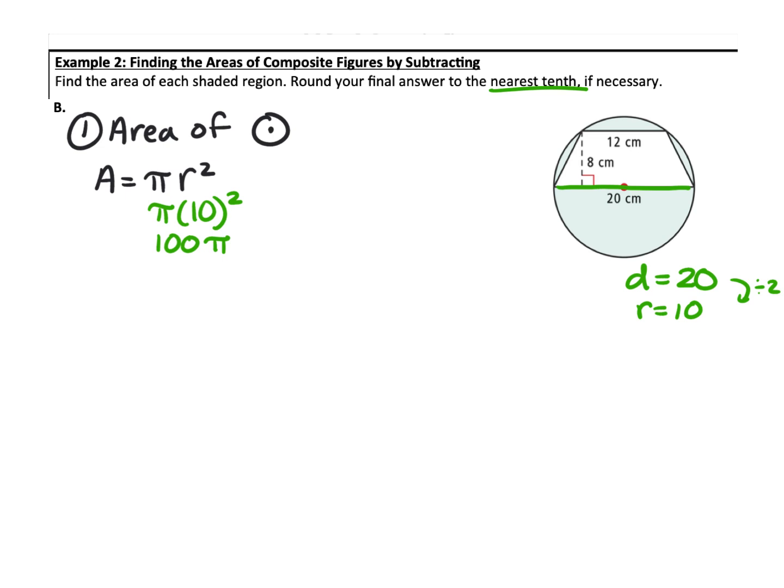When you do so, 100 pi is 314.159... Again, I'm rounding to the tenths place, so that would be like 314.2. So that's the area of our circle. Now let's go ahead and calculate the area of the trapezoid.